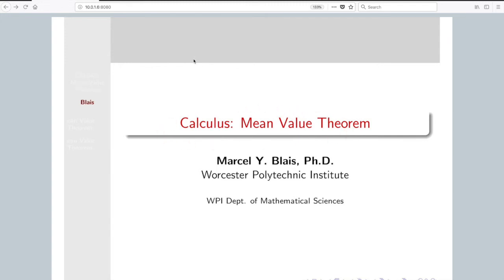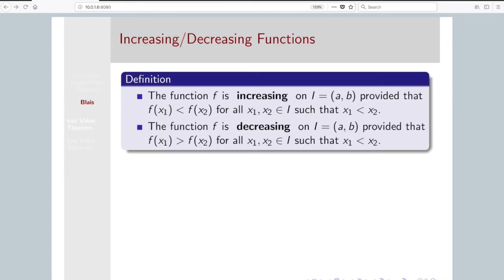In this lecture, we'll be dealing with the mean value theorem. Before we get into the mean value theorem, we want to have a few definitions for functions, specifically what it means for a function to be increasing.